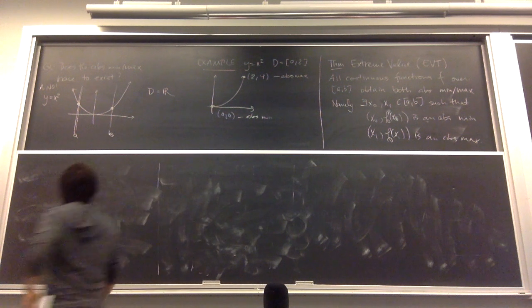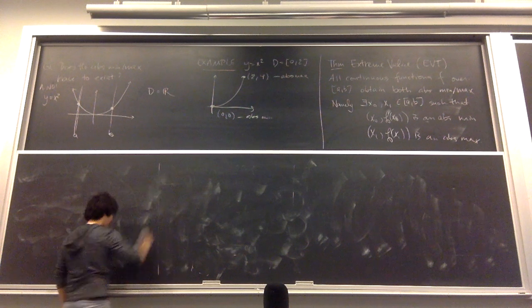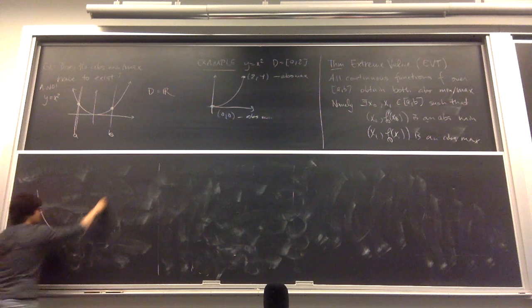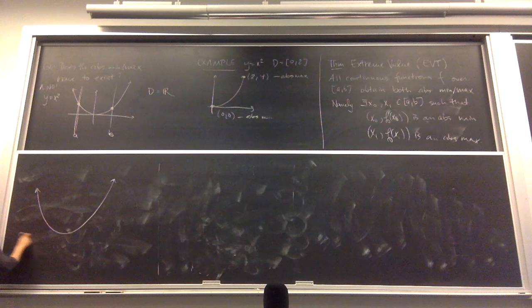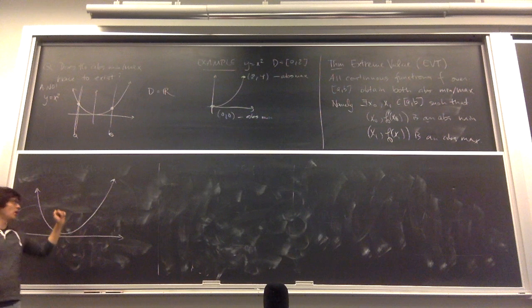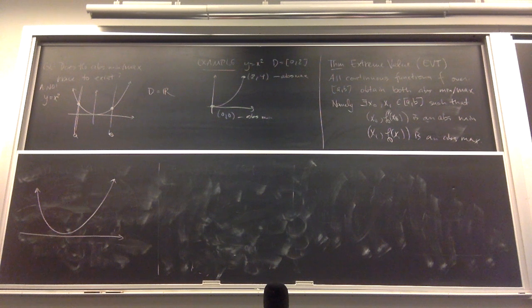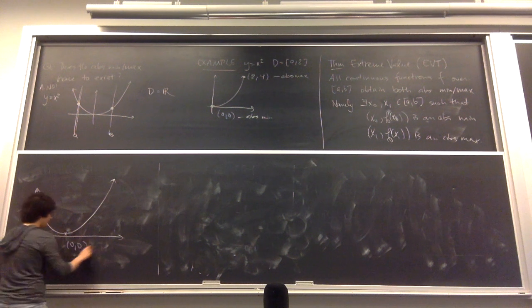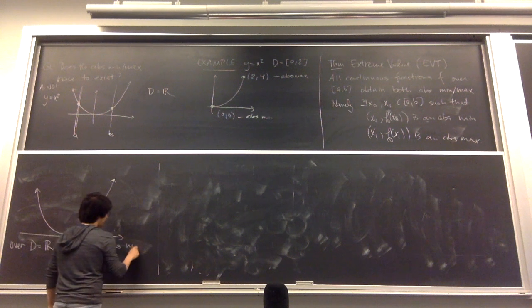Okay, so let's study a little bit with an example. I'm going to draw the parabola again, and here's the real line. If I let the domain be everything, this clearly has no absolute maximum, right? You're going to infinity on both ends. Does this have an absolute minimum over the real line? Where is it? Yeah, at the bottom here. So over D equals the whole real line, (0, 0) is the absolute minimum.